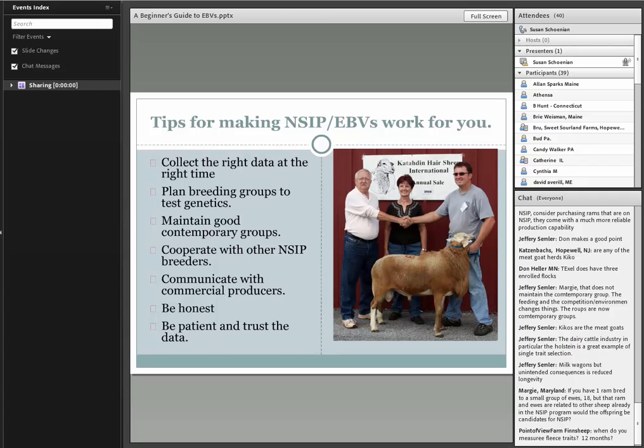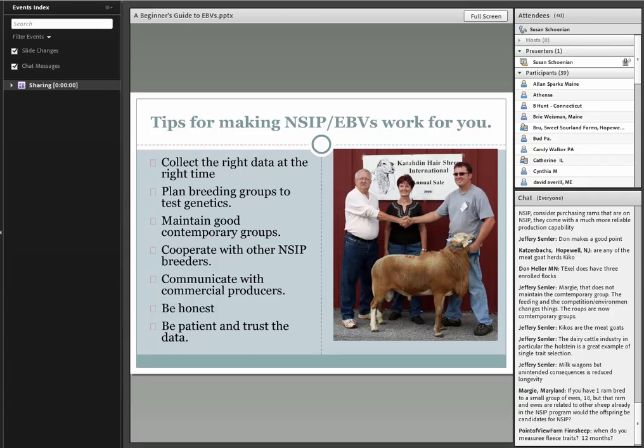Tips for making the NSIP and EBVs work for you: you have to collect the right data at the right time. I believe there's a question in the chat box about the fleece traits. There are specifications for that, and I'm not necessarily sure exactly when they are, probably yearling stage, but the right data at the right time. You need to put thought into your breeding groups and which ram goes with which and how you're going to manage those.